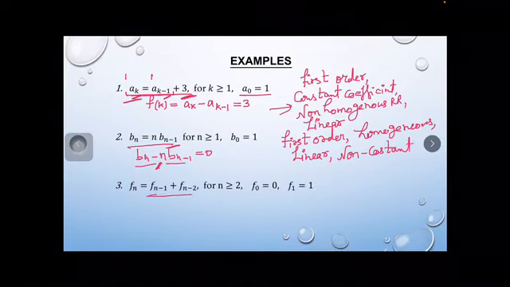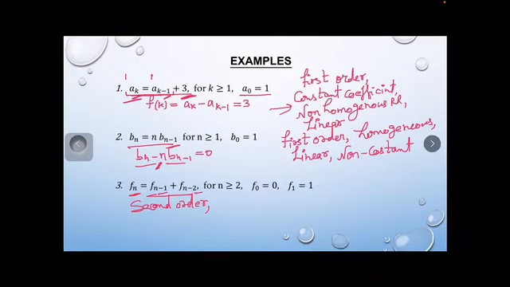Now come to f_n = f_{n-1} + f_{n-2}. What is the order of this recurrence relation? Here the nth term depends on the (n-1)th and (n-2)th terms, two previous terms. So the order is second, and this is the second order recurrence relation.